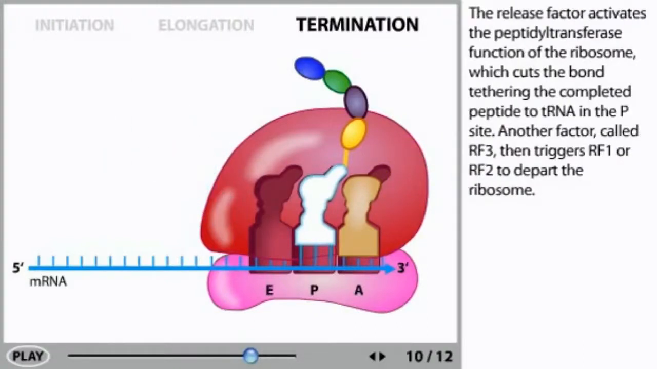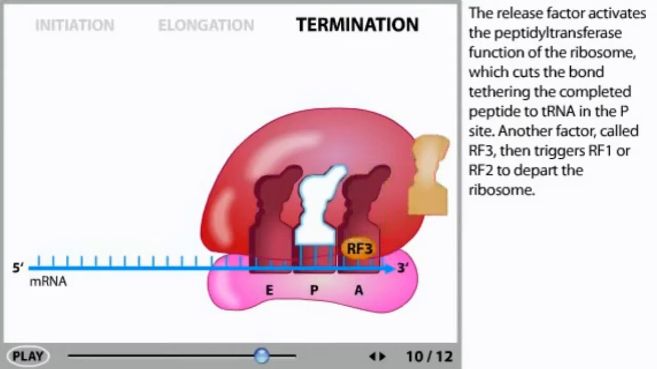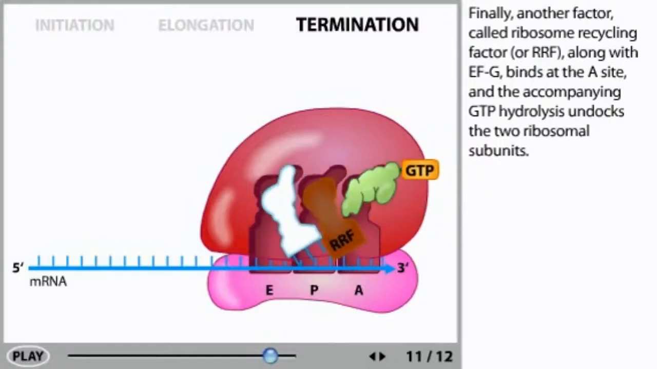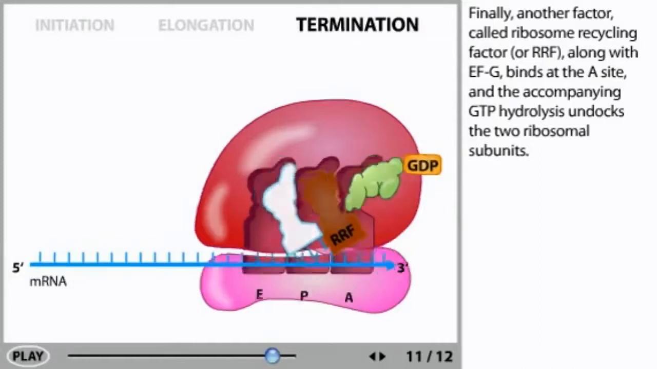The release factor activates the peptidyltransferase function of the ribosome, which cuts the bond tethering the completed peptide to tRNA in the P site. Another factor called RF3 then triggers RF1 or RF2 to depart the ribosome. Finally, another factor, called ribosome recycling factor or RRF, along with EFG, binds at the A site, and the accompanying GTP hydrolysis undocks the 2 ribosomal subunits.